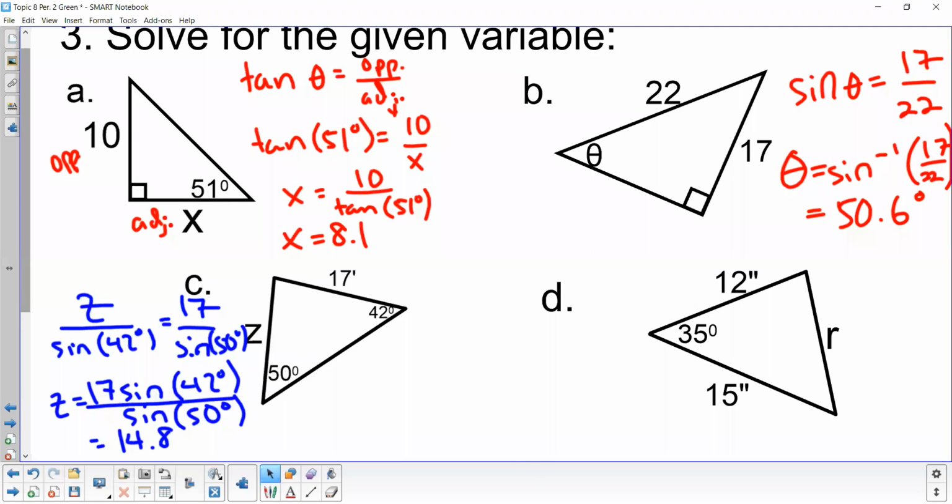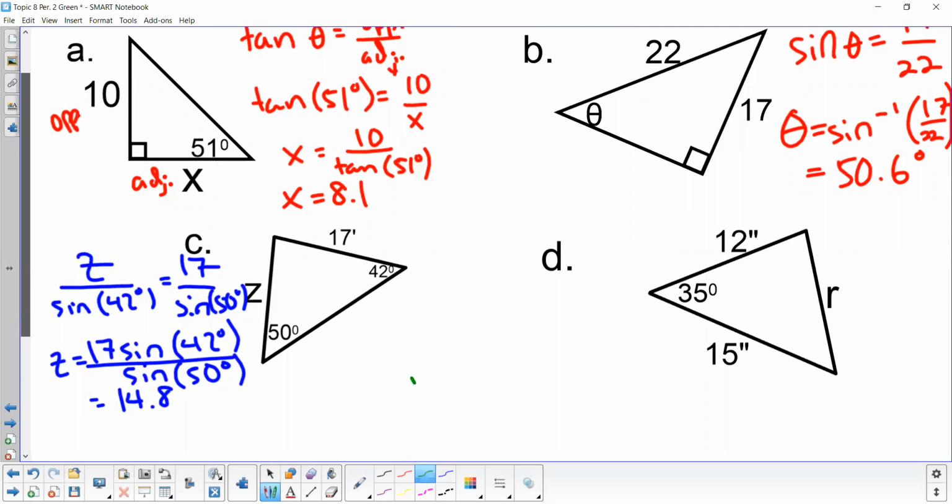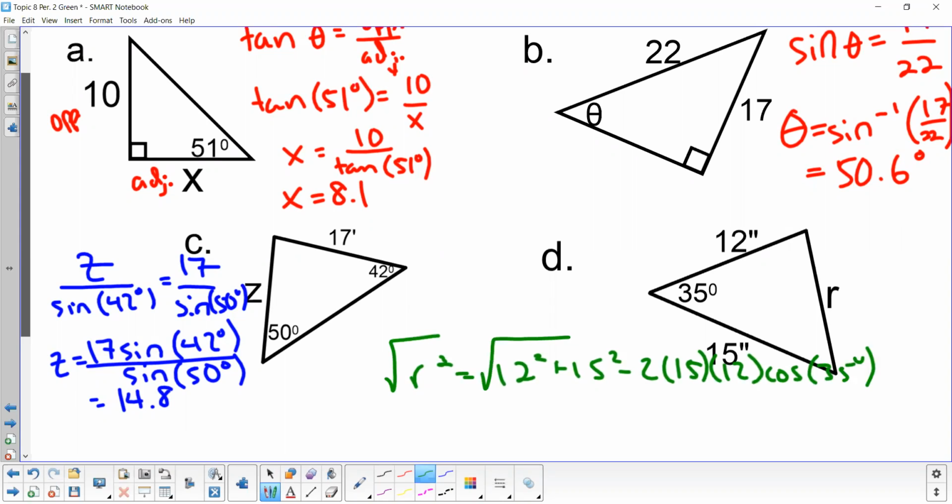And then for our last one here, we got to use law of cosines. And we get r by taking the square root of that whole thing. Running into our next class, I apologize. And I got about 8.6.